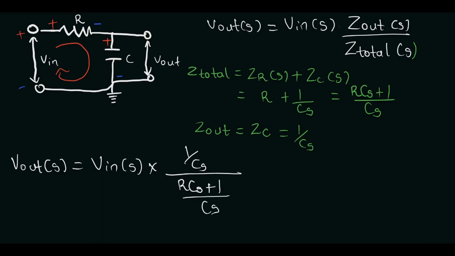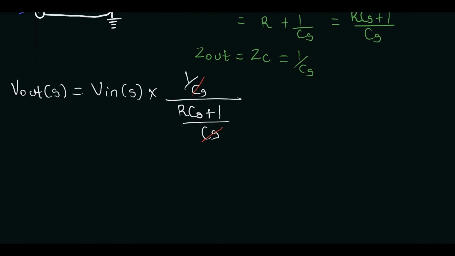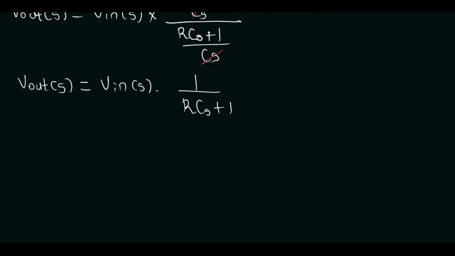So using our mathematical knowledge, we cancel this out. Your V out therefore will be equal to your V in of S dot 1 over RCS plus 1. And we know our transfer function G of S is equal to your V out over V in.